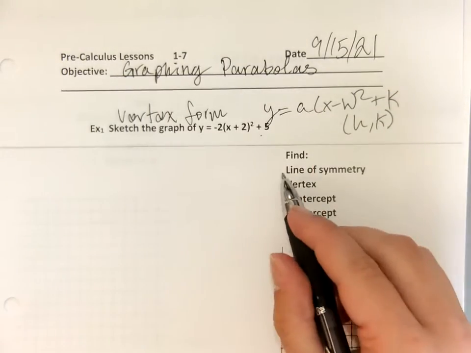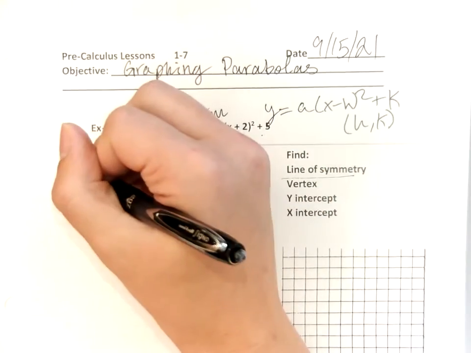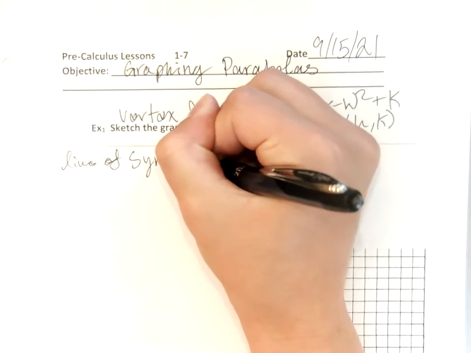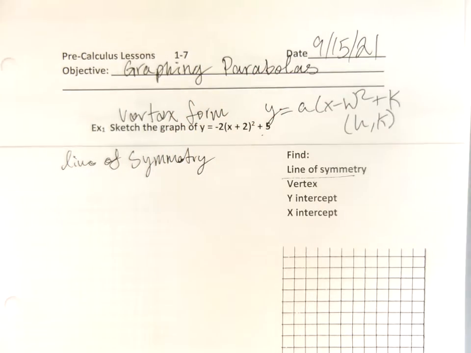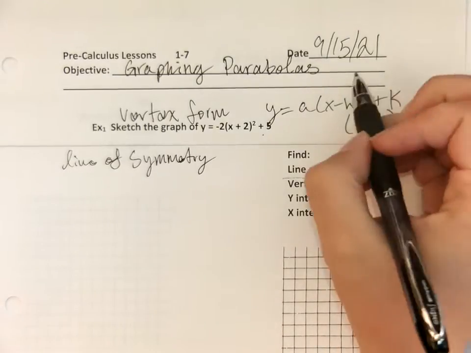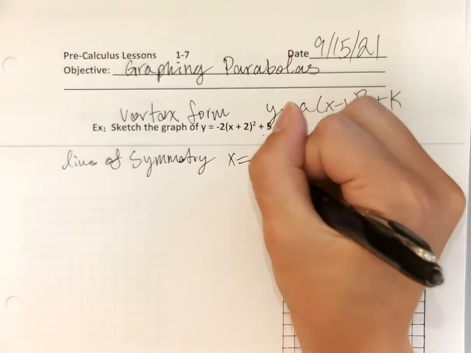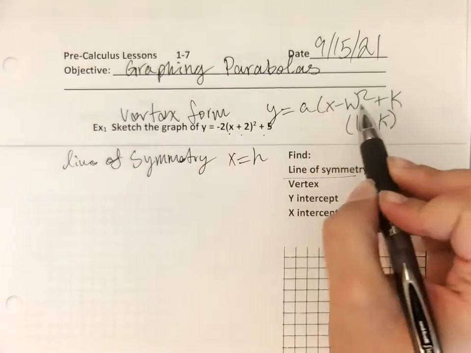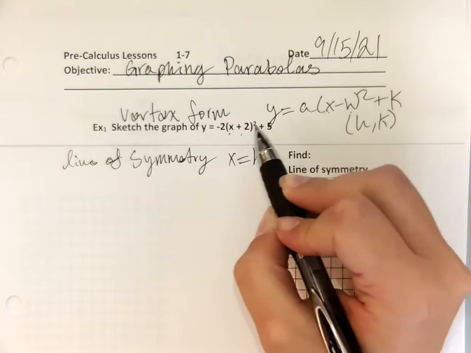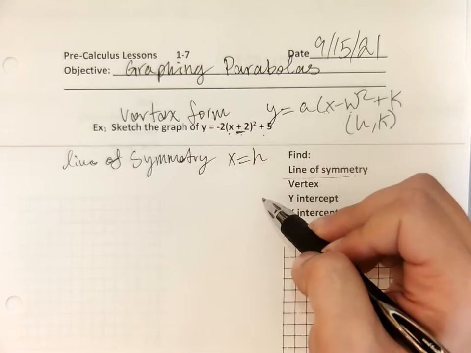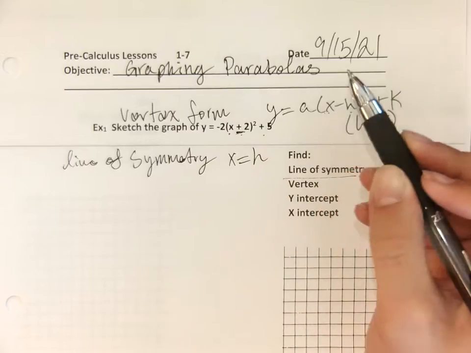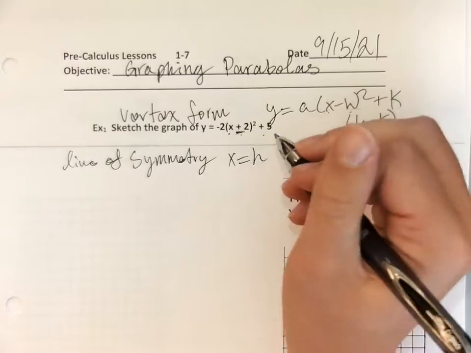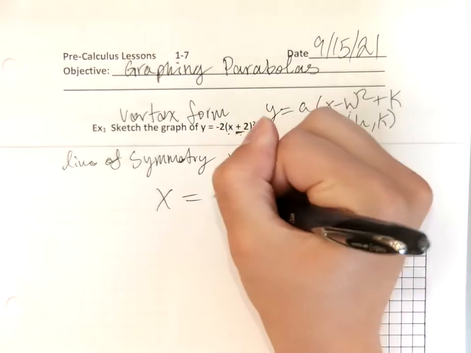So, starting off, line of symmetry is going to be x equals h. And in this one, since in the formula it's x minus h, it is going to be the opposite of this positive, because negative being subtracted is a positive. So for this, the line of symmetry is x equals negative 2.